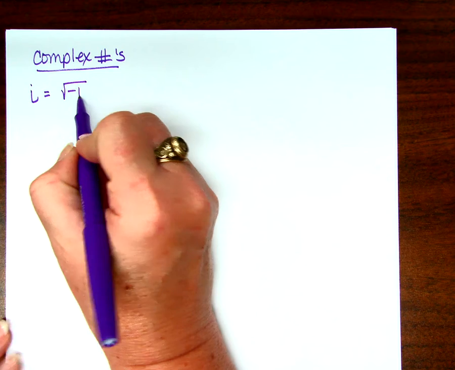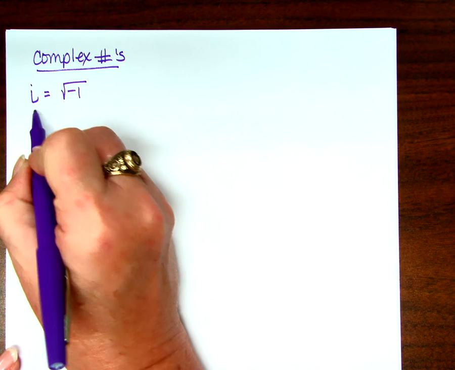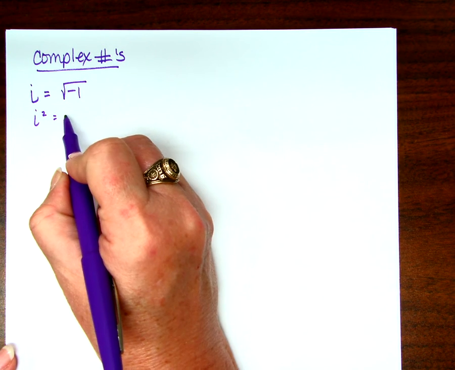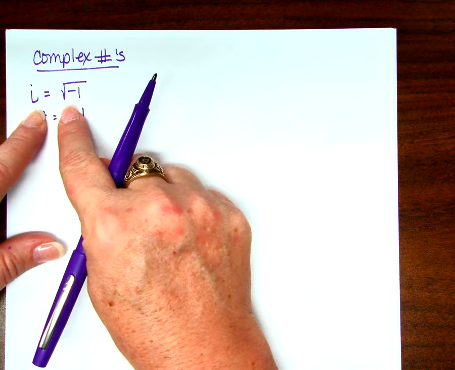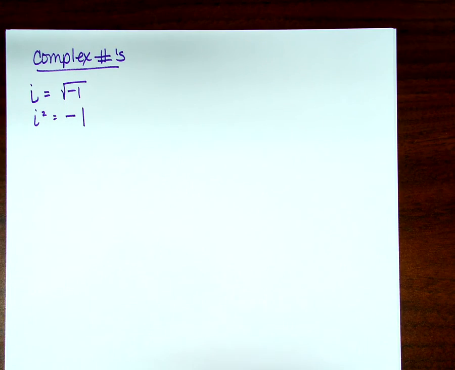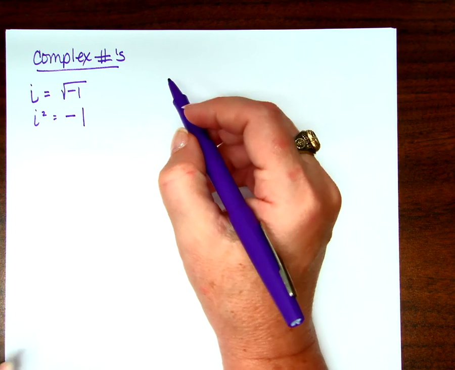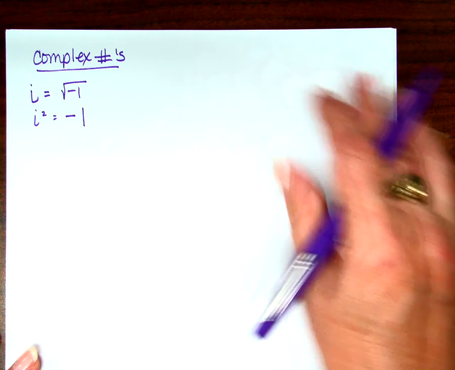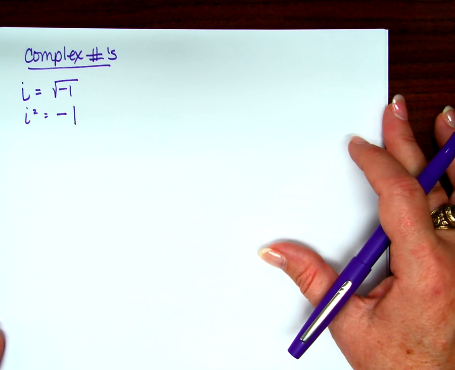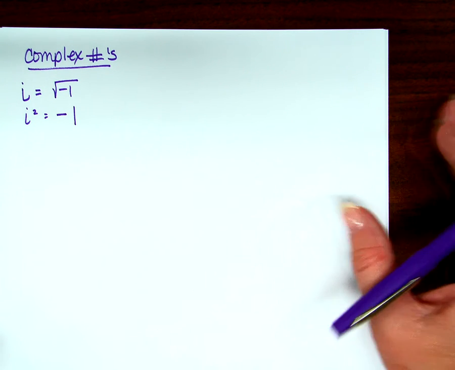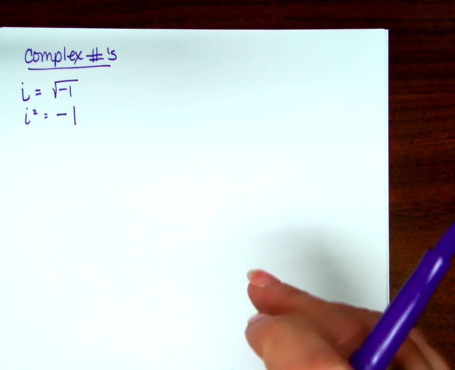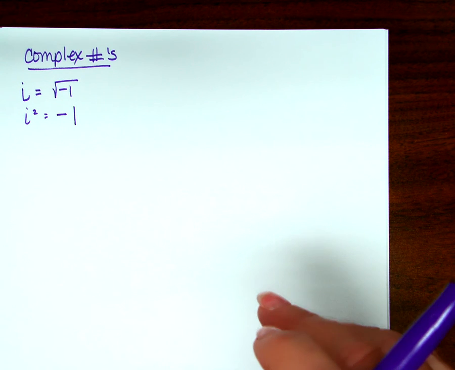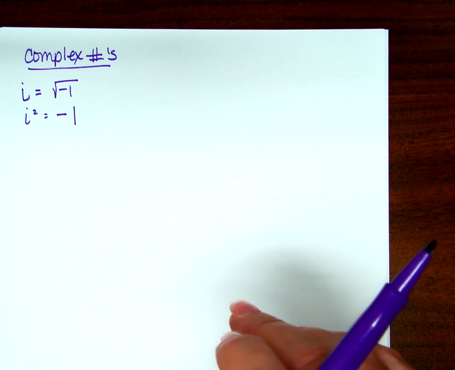Square root of -1. Good. And what does i squared equal? -1, right? Because if I square both sides of this, I get that. So the first thing you have to be able to do is what? Do you remember the three things we have to be able to do with complex numbers? Three operations. Add, subtract, and multiply.